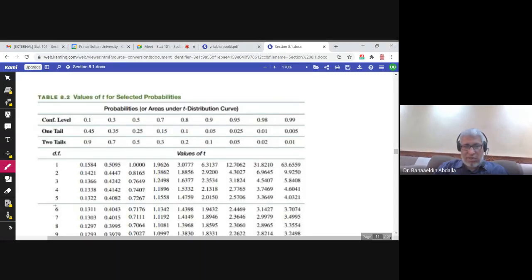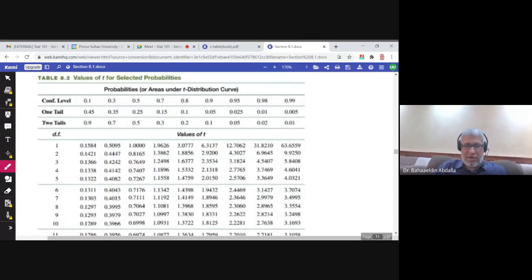The degrees of freedom are here. So for example, if n is 10 and the degree of freedom is 9, you can look here, you can search in this row, and you search for the confidence level. So the confidence level is given here, 0.8, 0.9, 0.95, 98, 99. So you get the confidence level from the question and the degree of freedom, which is n-1, and you take the t value from here, from inside the table.